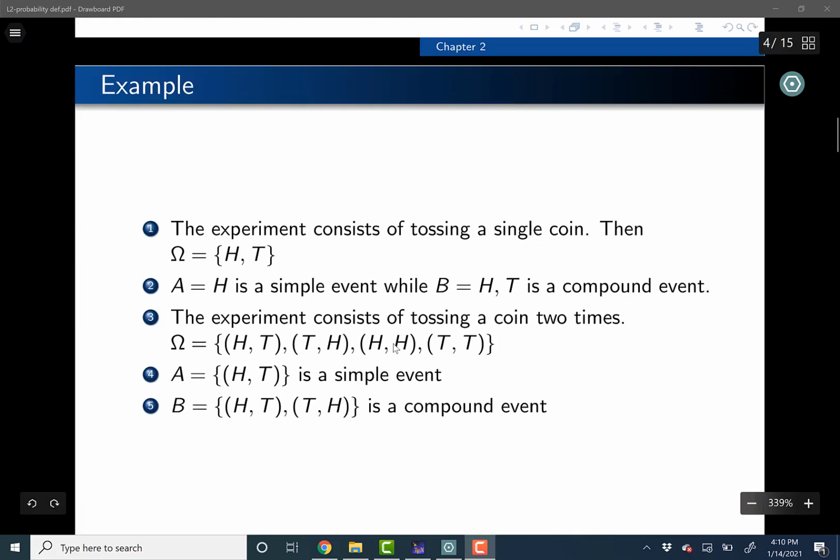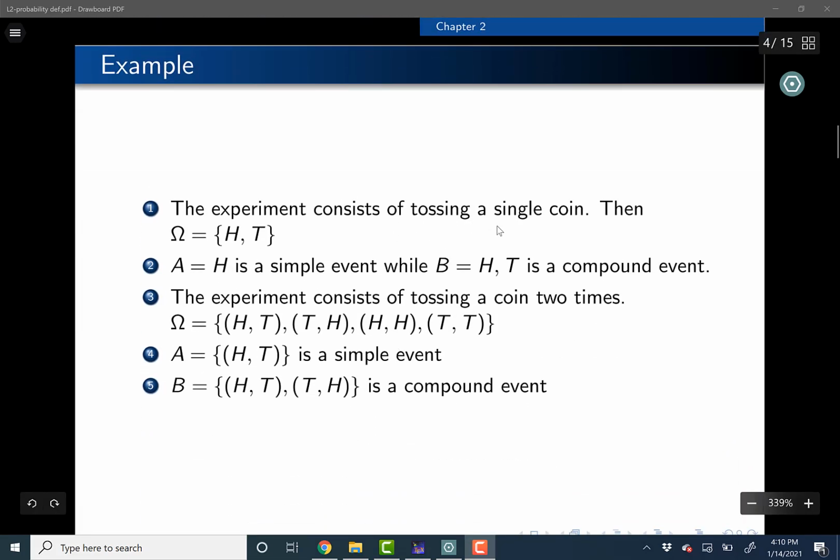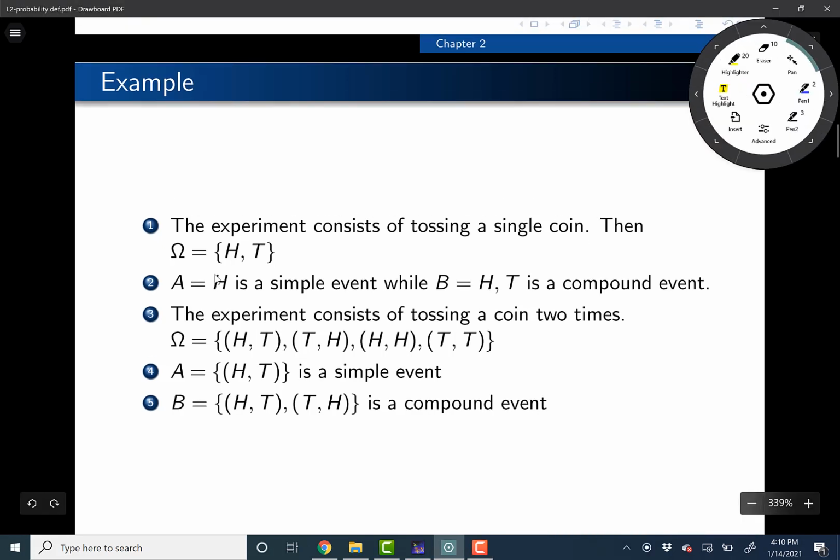For example, say you toss a single coin. Omega is {H, T}. These are all of the possible outcomes. So A is equal to, there should have been a curly bracket here, this is missing. So if we have a set that contains H, that's A. A contains a single point from omega, so this is a simple event. B contains more than one point, so B is not a simple event. B is a compound event.